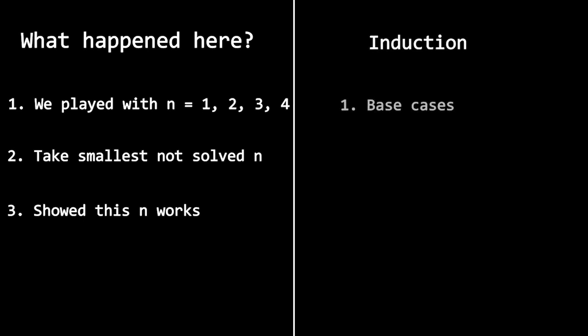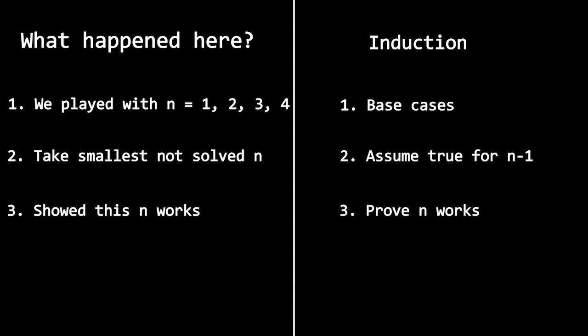In induction, we still have our base cases. In induction, you assume something is true for n minus 1 and prove that, given that assumption, the same thing is true for n. Here we took the smallest n for which we haven't proved the thing we need to prove, and used the fact that the thing we are proving is already true for n minus 1.